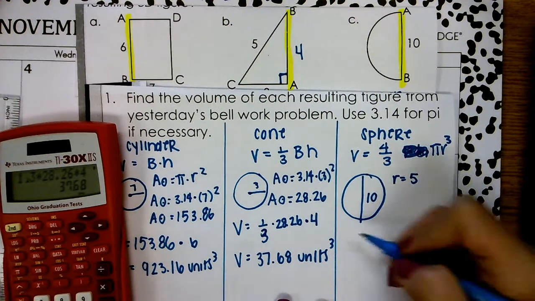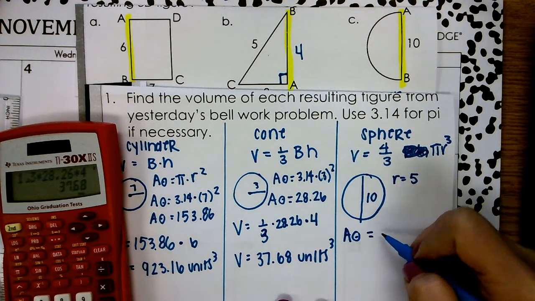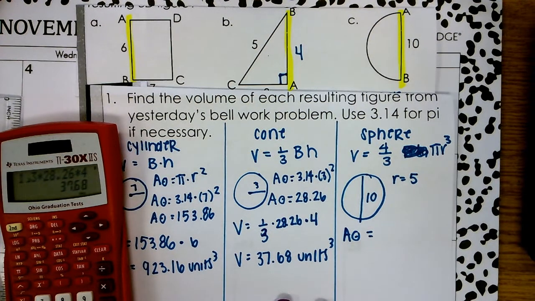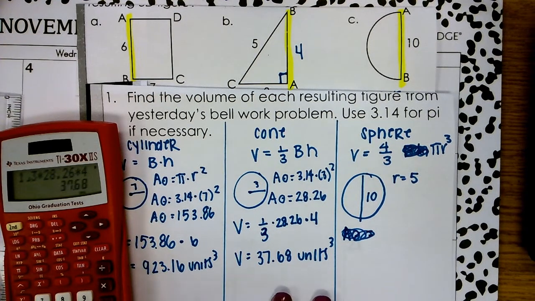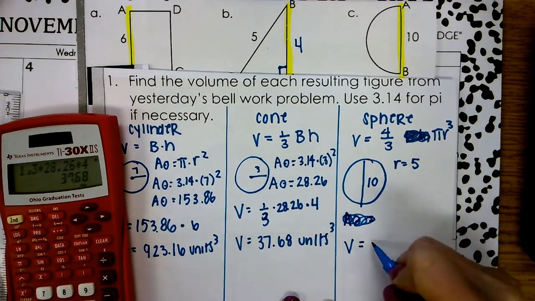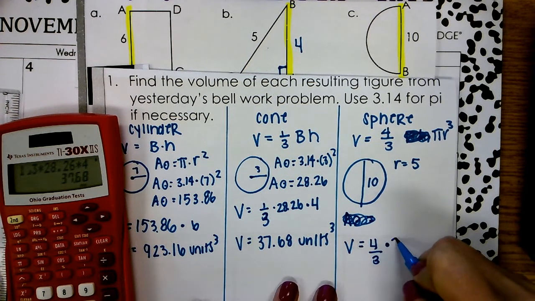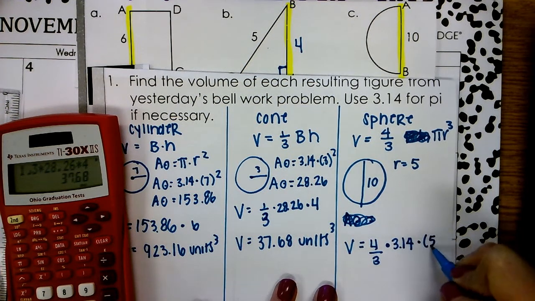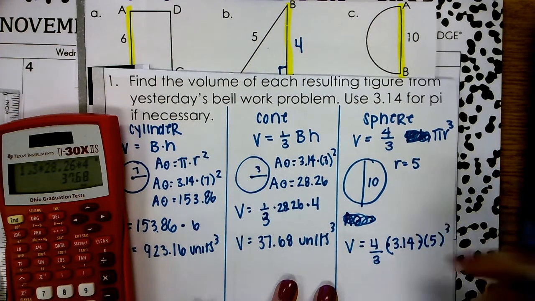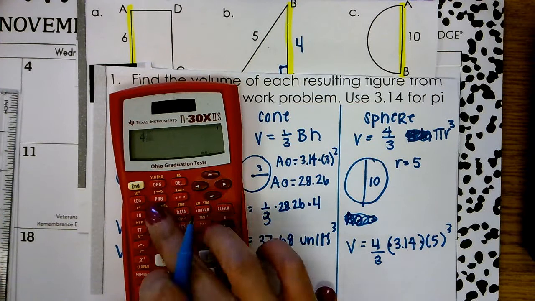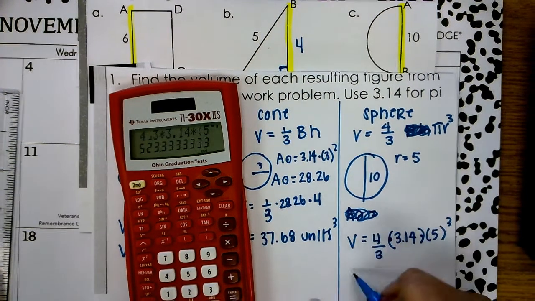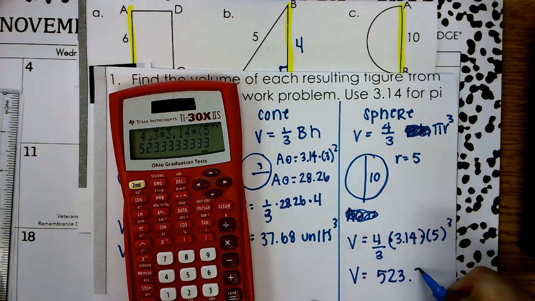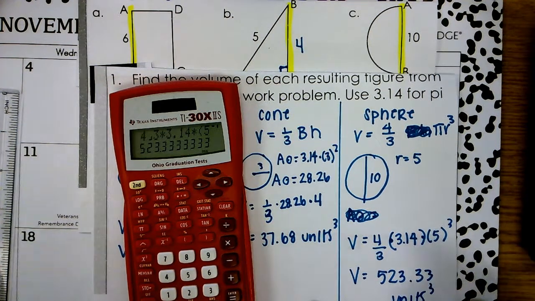And now we can use that to find the area of the circle. Actually, here we don't have to find the area of the circle, I'm sorry. We're just going to take the radius and plug it directly into the formula for volume. So volume is equal to 4/3 times pi, which we're going to use 3.14 for pi, times the radius, which is 5, cubed. And then we're going to type that in our calculator. So 4/3 times 3.14 times 5 cubed. And we get here our volume is 523.33 units cubed. Oops, you can't see that.